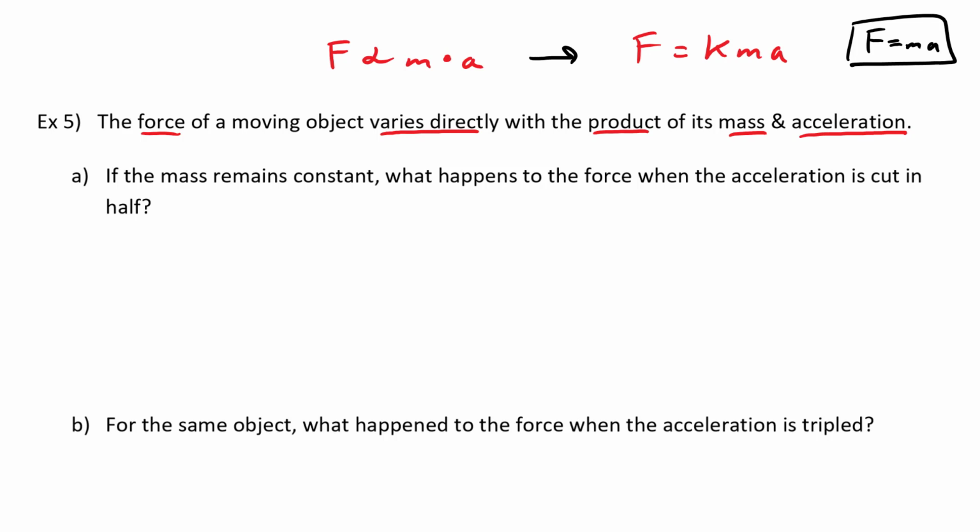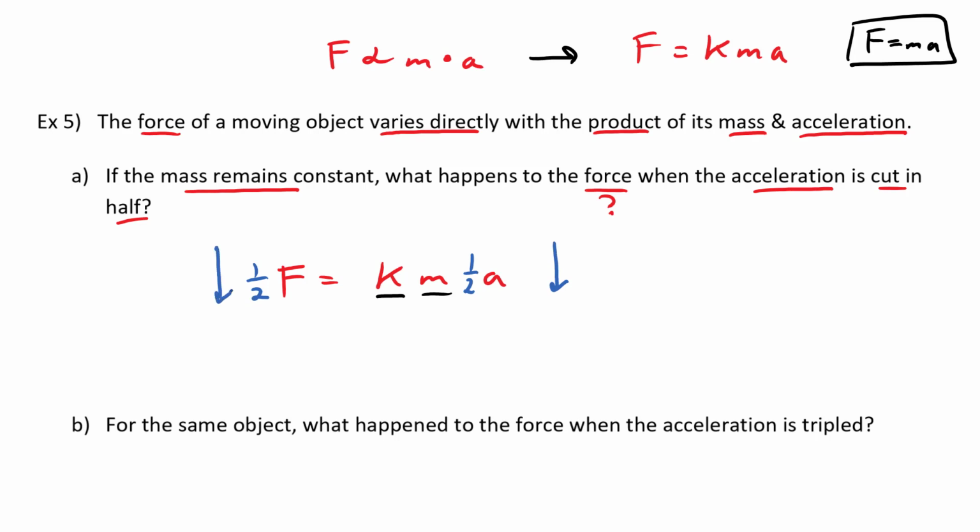Let's examine this now. If the mass remains constant, what happens to the force when the acceleration is cut in half? So here we have force is equal to our constant times our mass times our acceleration. It says here that mass remains constant and our constant of proportionality remains constant as well. So if I cut my acceleration in half, what happens to my force? It's also cut in half. So you can see as this decreases, the force decreases as well. However, the mass remains the same.